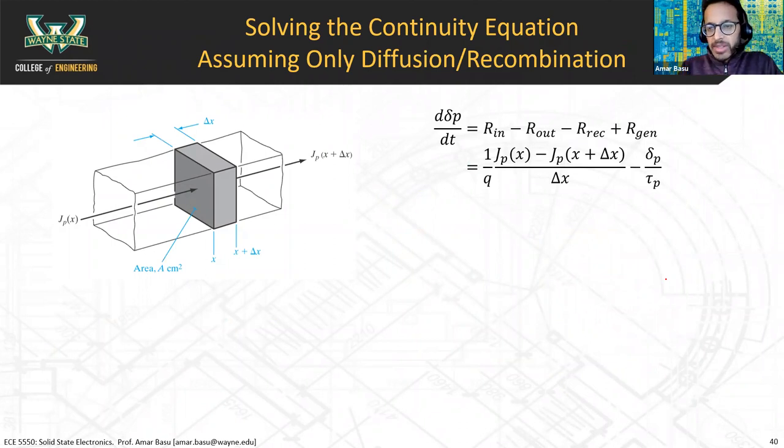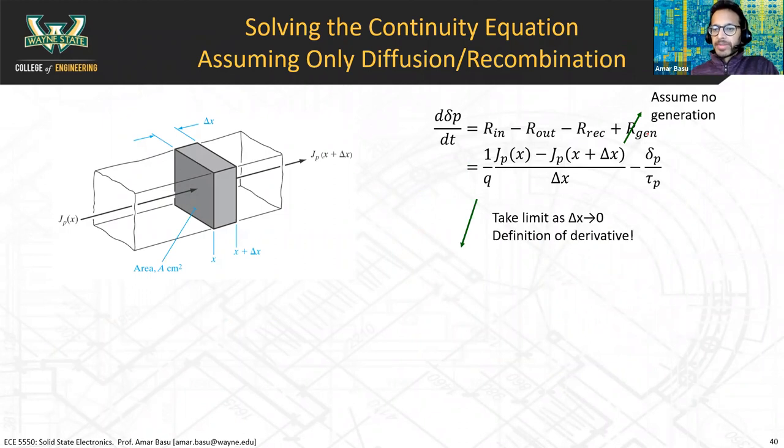So we're going to solve this continuity equation assuming only diffusion and recombination. Meaning we're just going to ignore the generation thing right here. So we're going to assume no generation. And you might wonder why we put it in this funny form here. By putting it in this form with the delta x at the bottom, we can take the limit as delta x goes to zero. This is the definition of a derivative. So what we're doing here is we're conceptually saying that the width of this box, we're going to make that narrower and narrower and narrower. And we're going to take the limit as that delta x goes to zero. When we do that, something interesting happens.